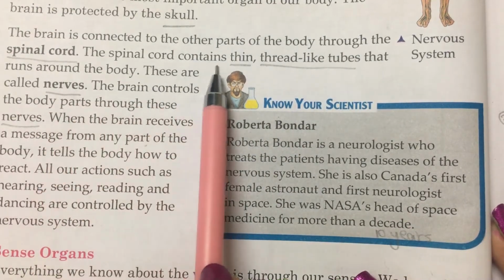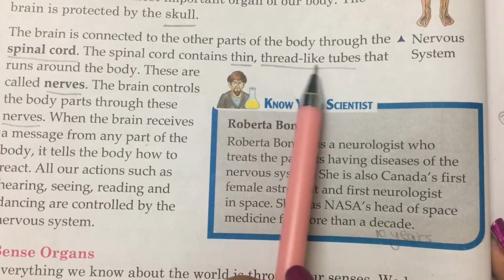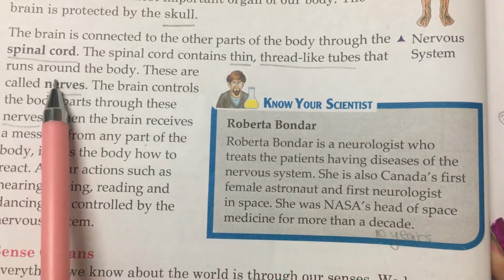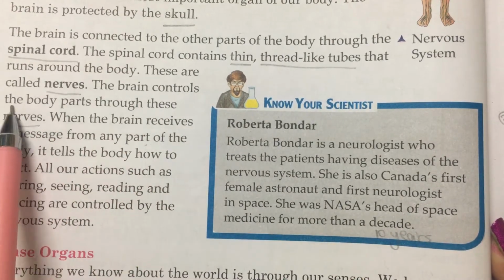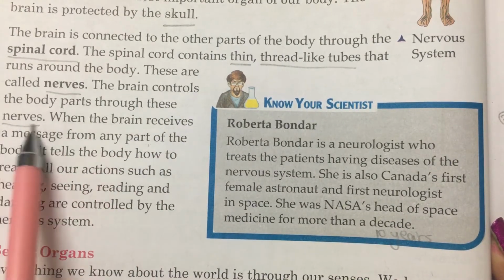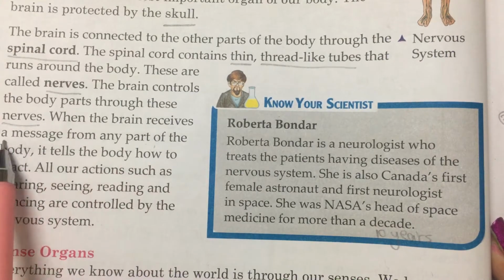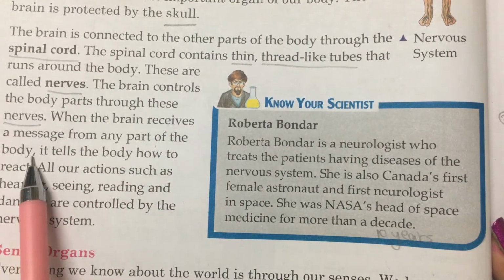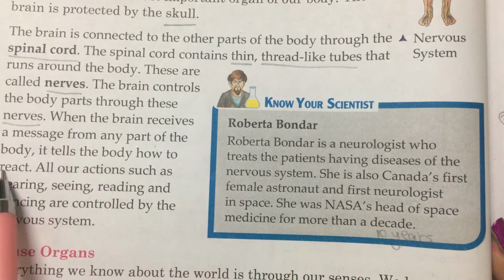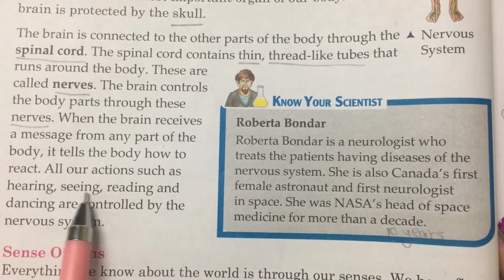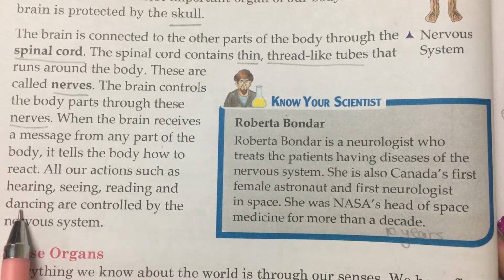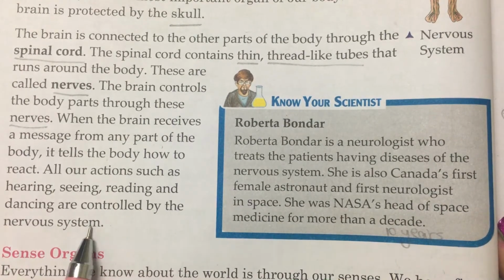The spinal cord contains thin, thread-like tubes that run around the body. These are called nerves. The brain controls the body parts through these nerves. When the brain receives a message from any part of the body, it tells the body how to react. All our actions such as hearing, seeing, reading, and dancing are controlled by the nervous system.